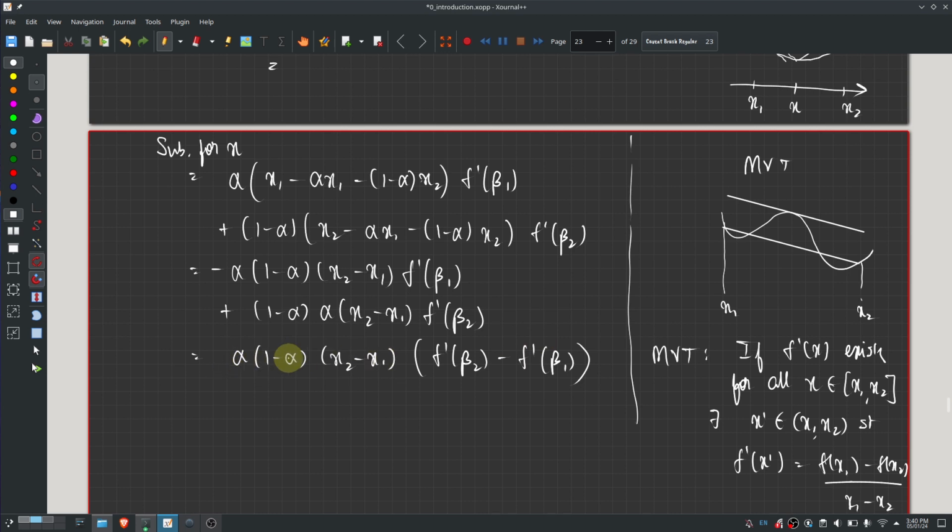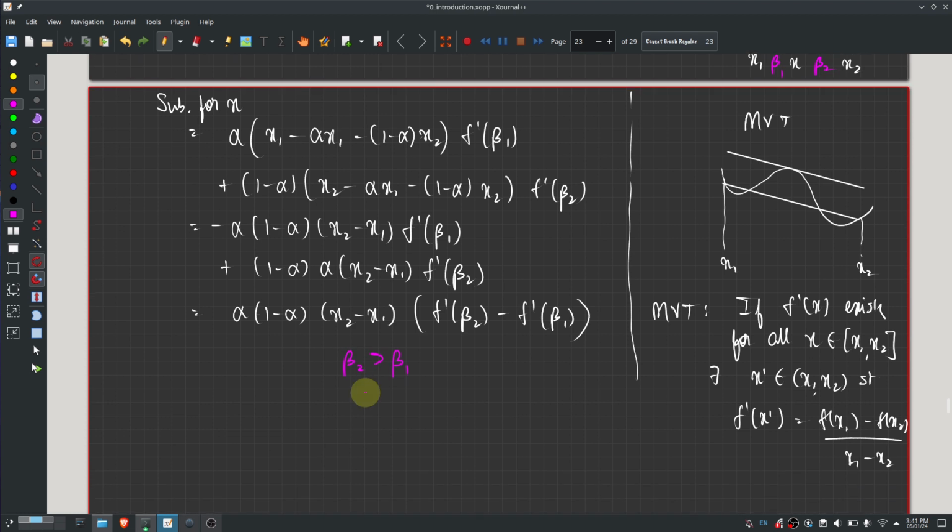Now, these three terms are all non-negative, right? Because we've chosen x2 to be greater than x1. Alpha and 1 minus alpha, of course, non-negative. What can I say about f prime of beta 2 minus f prime of beta 1? Why? So first, where do beta 1 and beta 2 lie? So beta 1 lies between x1 and x. Where does beta 2 lie? So it lies between x and x2. So clearly beta 2 is going to be greater than beta 1. That is something we know. But does it mean that the derivative of f at beta 2 is greater than the derivative of f at beta 1? Can you think?